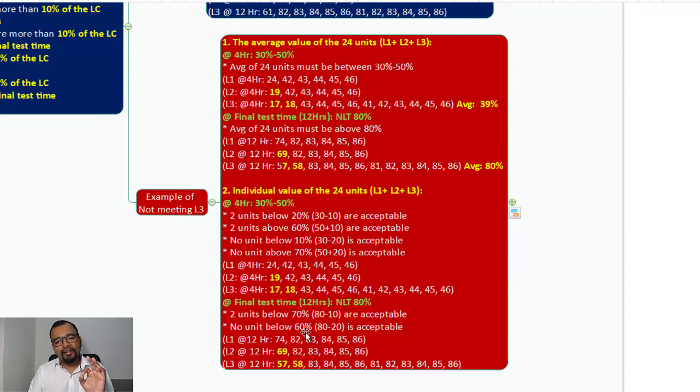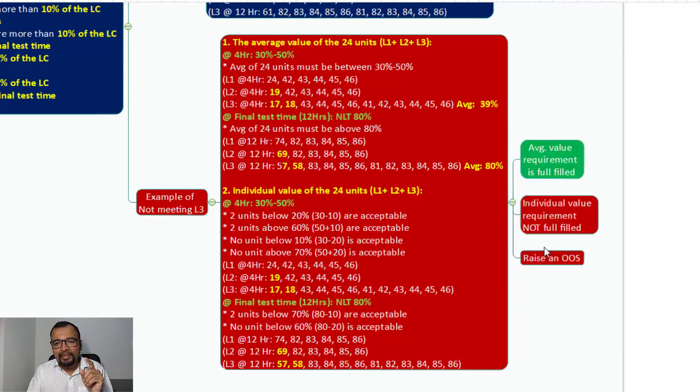The final test time point requirement is what? The final test time point, that is the 12th hour: 2 units below 70% are acceptable, and no unit below 60% is acceptable. So how many units are below 70%? There are three units, but as per our acceptance criteria, there can be only two units below 70. But here there are three units below 70%, and hence you can say that the individual values at the 12th hour are also not meeting the acceptance criteria.